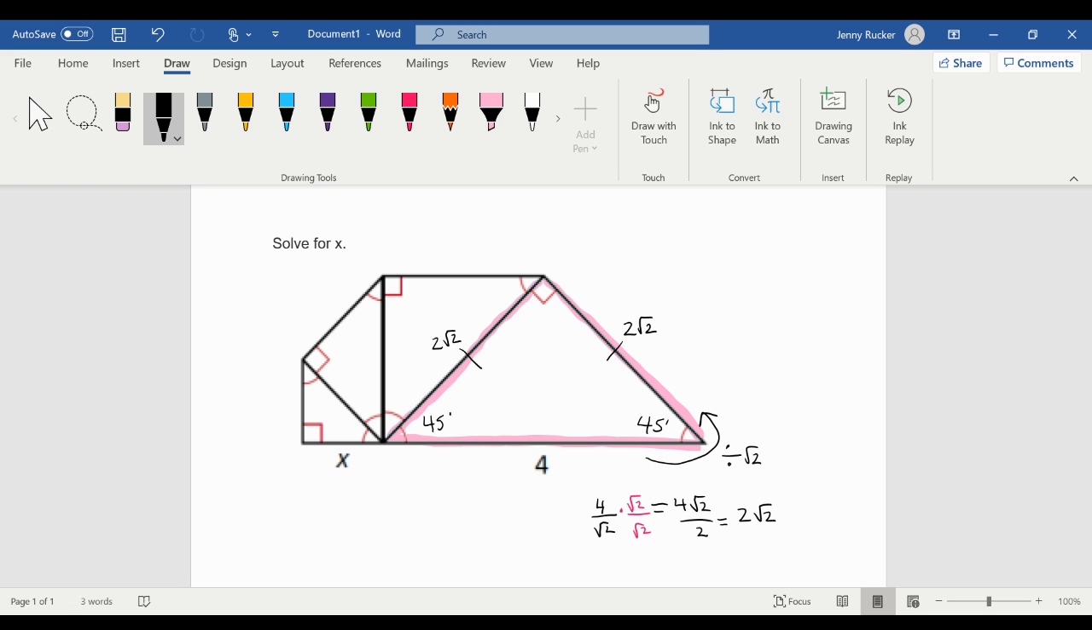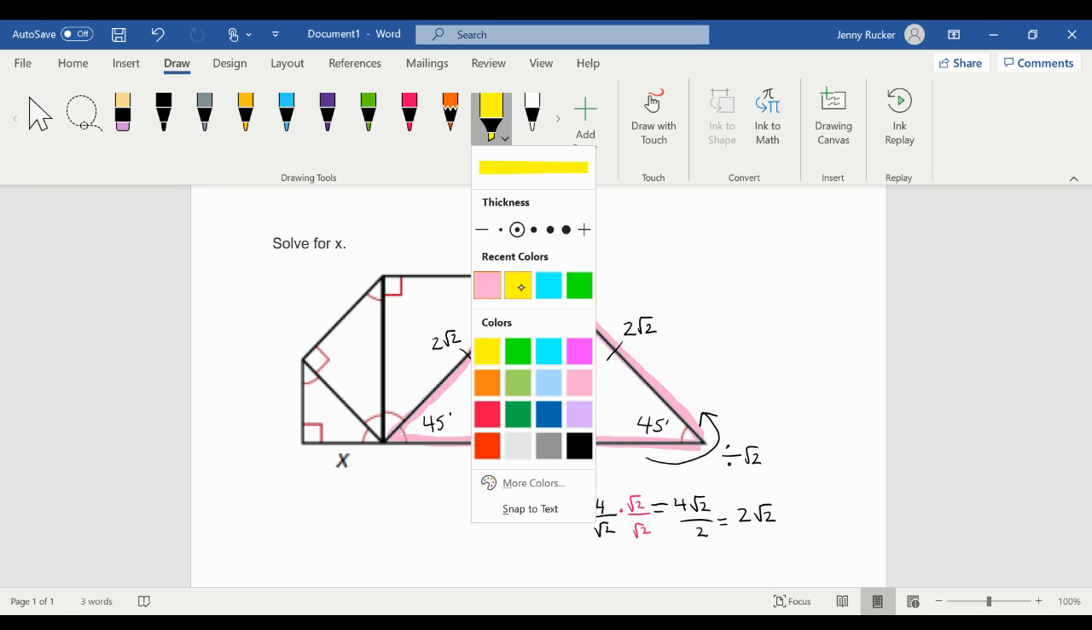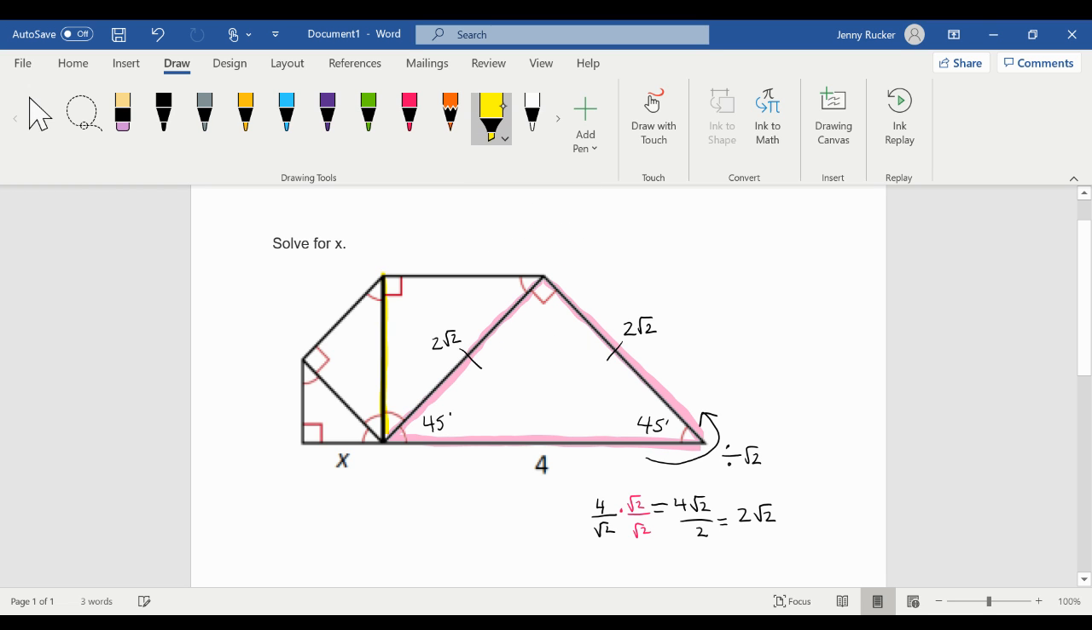That gives us the side in our next triangle, so we'll highlight it yellow. And it's another 45-45-90 triangle, and we know the hypotenuse. So to go from the hypotenuse to the leg, we're going to divide by the square root of 2. So 2 square root of 2 divided by the square root of 2. The square root of 2's cancel, and that leaves a leg of 2.